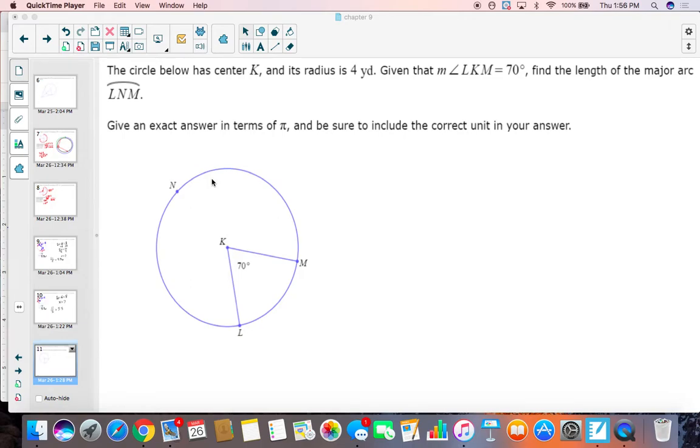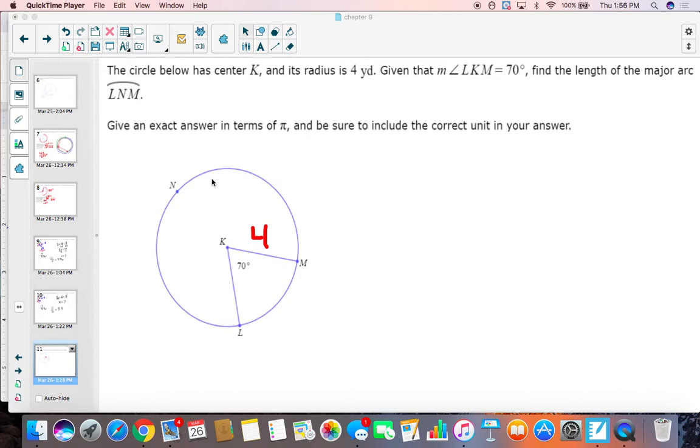All right, we're going to be talking about arc length in this problem. The circle below has a center K and its radius is 4 yards. Given that the angle LKM is equal to 70 degrees, find the length of the major arc LNM. So let's just highlight what we already know and what we're going to find. It says the radius is 4. And we want to find the length of the major arc LNM.